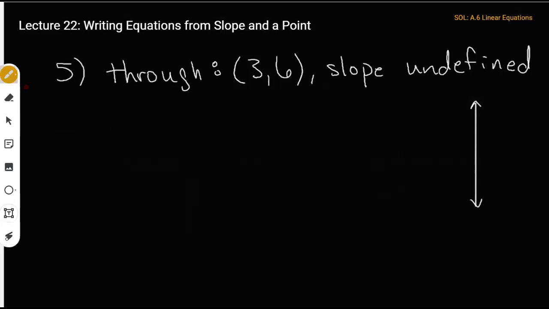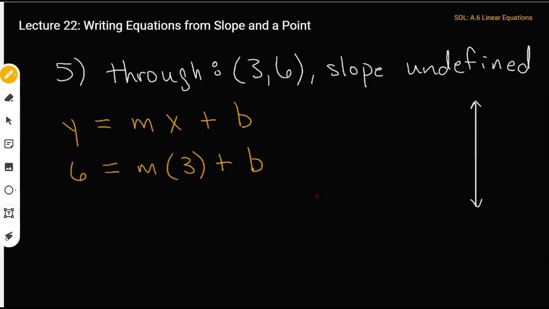Now, when you try to put it in y equals mx plus b form, you run into a little bit of trouble. I know that my y value is going to be 6. And I know that my x value is going to be 3. But notice, I don't know what b is. And since my slope is undefined, I don't know what m is either. So I can't use this equation. Can't use that. I'm going to exit out. Can't do it this way.